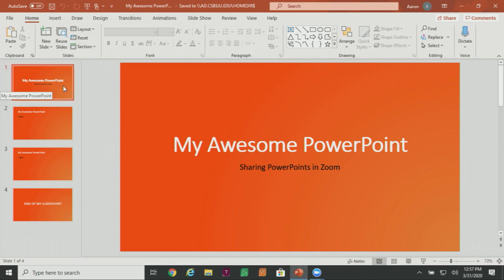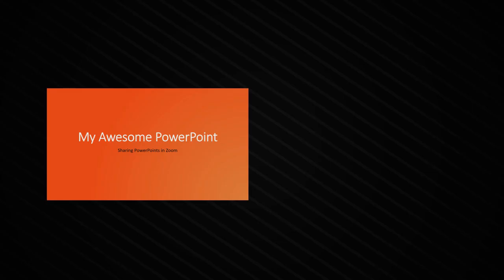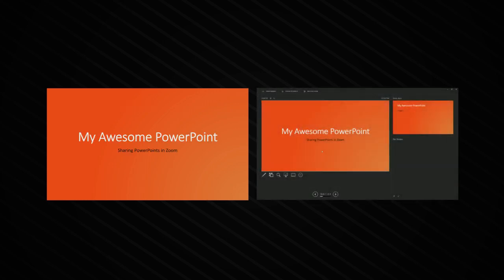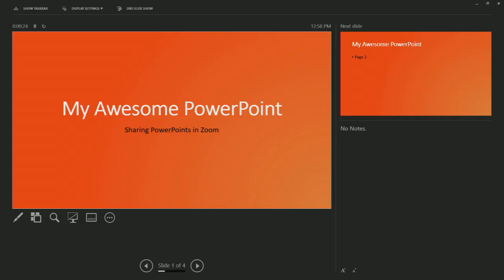I want to share this awesome PowerPoint that I have. Now before I go to my Zoom meeting, let's see how that looks in PowerPoint itself. If I go to the slideshow, I really have two screens that I'm seeing. I'm seeing my main PowerPoint here, just like I did before, but on my second monitor, I actually have presenter view. Presenter view here is an option in PowerPoint to allow the presenter to look at this view while everyone else sees your main slideshow.